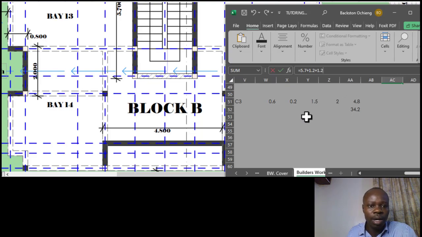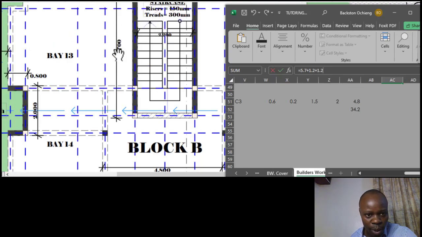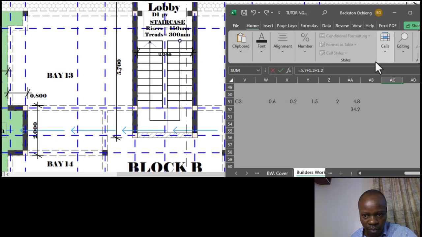Another option that we can adopt is we take the 5.7 and we subtract. Instead of adding and then subtracting again, we can go at it straight away.